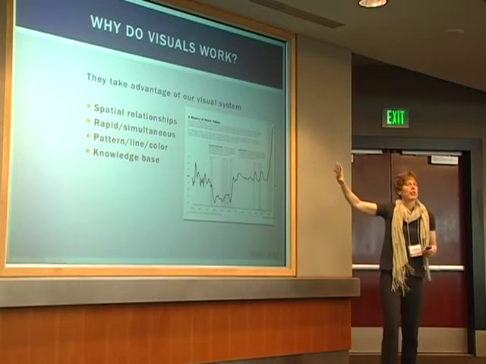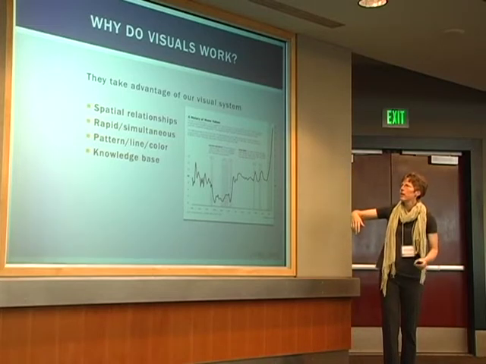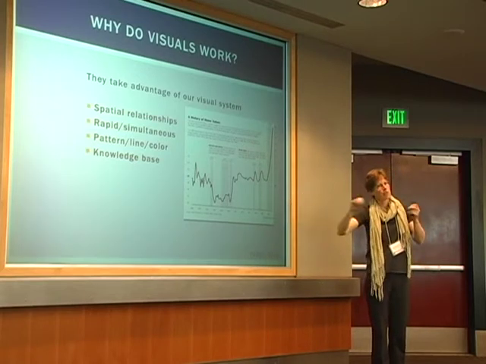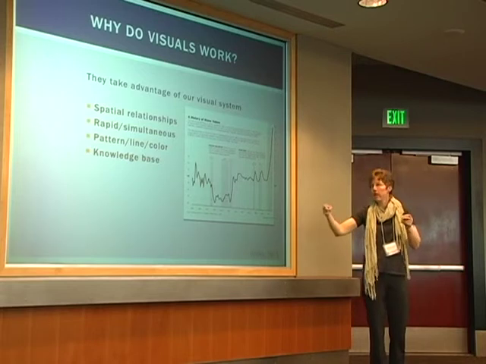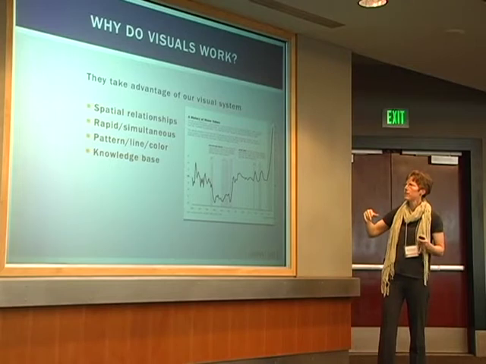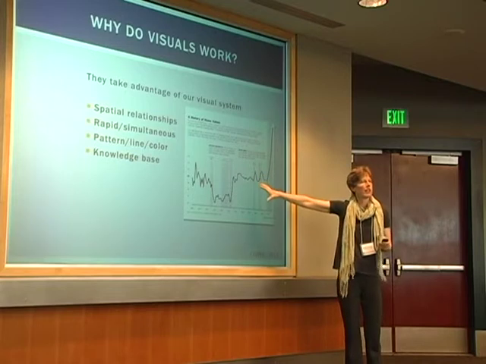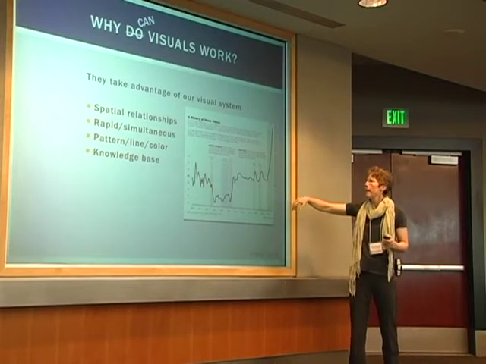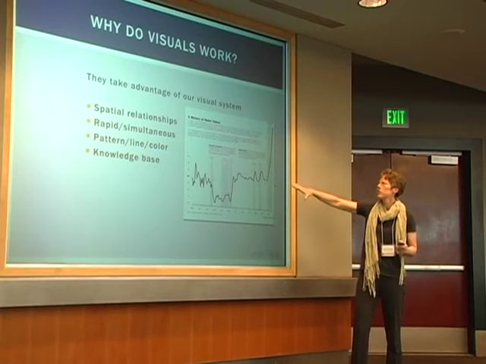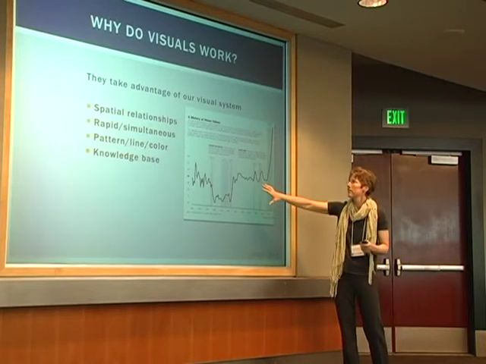Spatial relationships are very important in most data visualizations. We immediately see how things are related to each other. It's rapid and simultaneous. Of course, that's one of the big powerful things about visualizations as opposed to text, which is sequential and linear. You have to process it through time. With a data visualization, we get it all coming at us at once, and we can see it all at once. We're able to discern pattern, lines, and color, and we use that in our data visualizations. And we have an enormous knowledge base. We actually use some of our understanding of how the real world works in order to interpret data visualizations.